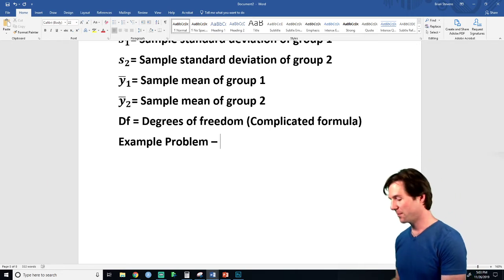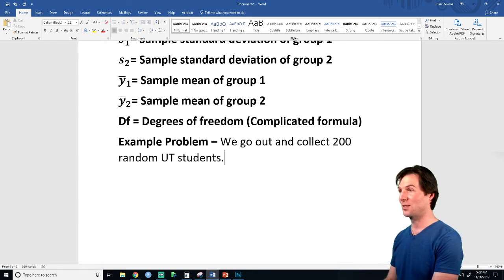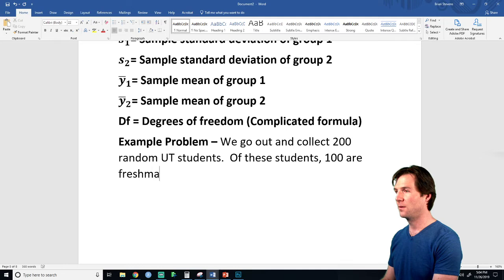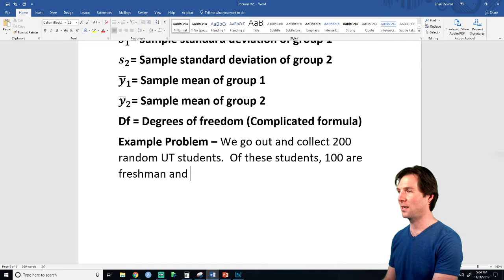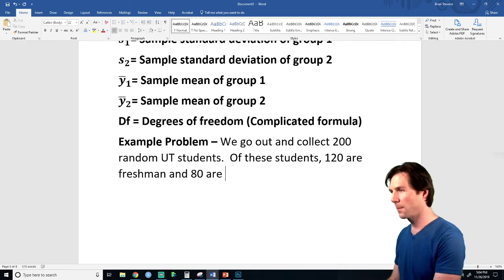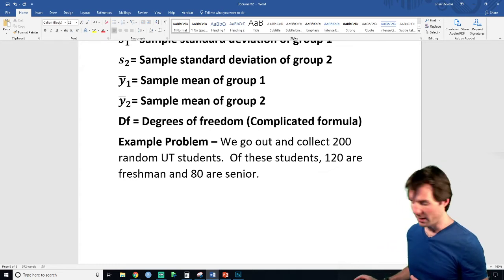So example problem. We go and collect 200 random UT students. 100 of these students are freshmen. Sure, let's do freshmen and seniors. Freshmen and 100 are seniors. You do not have to have the same sample size, so let's not do that, I guess. Let's go 80 and let's go 120. I just don't want people to think you have to have the exact same sample size. It's easier to make the math that way, but it doesn't have to be. So what did I just give you right there? You notice I'm giving you N1 and N2.